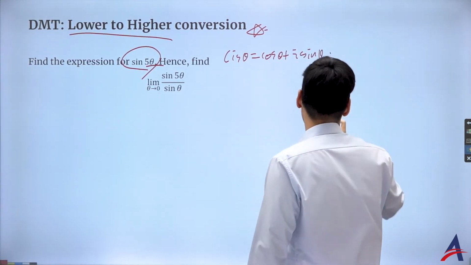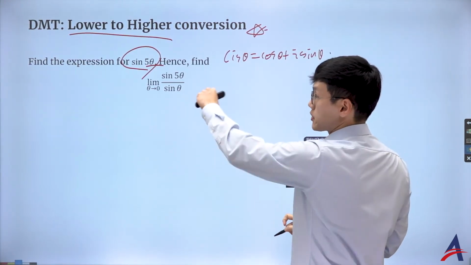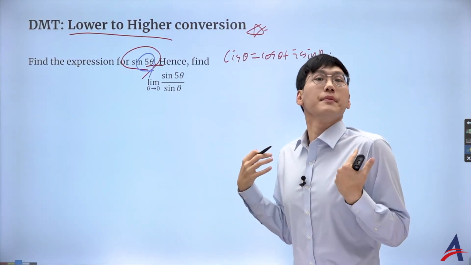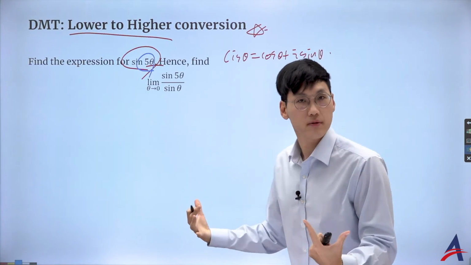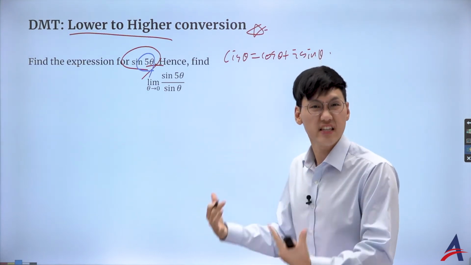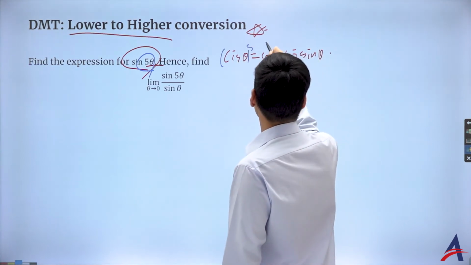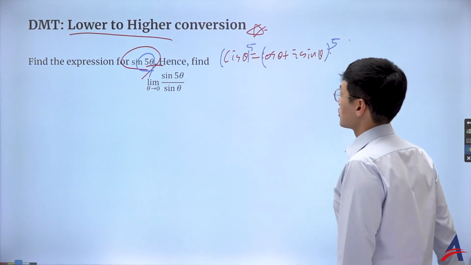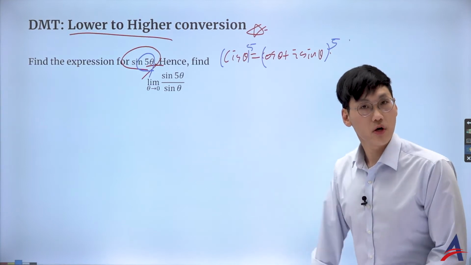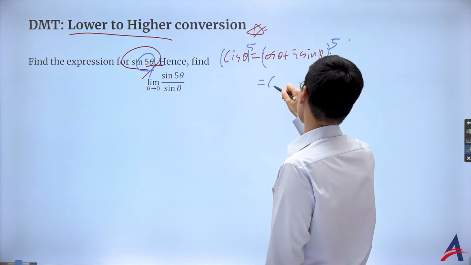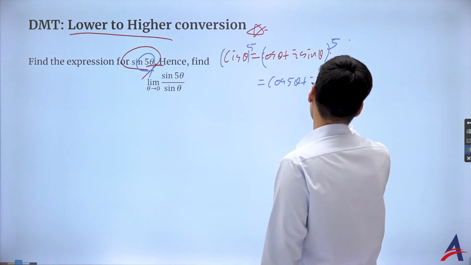That is great. And what I want to do here, because now I see the multiple of 5, even though the question didn't tell me, I am going to. So this is called deductive thinking. I'm going to put it into the power of 5. If I raise it to a natural integer power, I know I can use the DMT. So simply this is going to be cosine 5 theta plus i sine 5 theta.